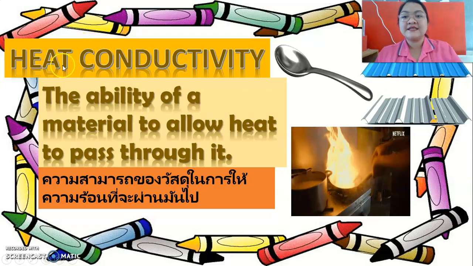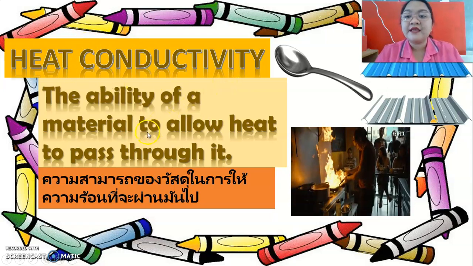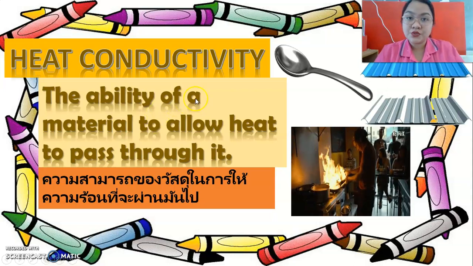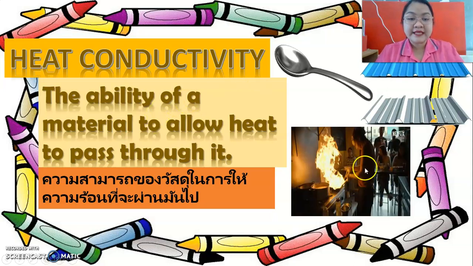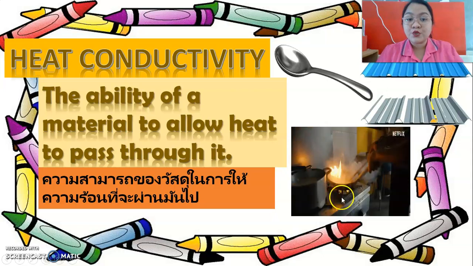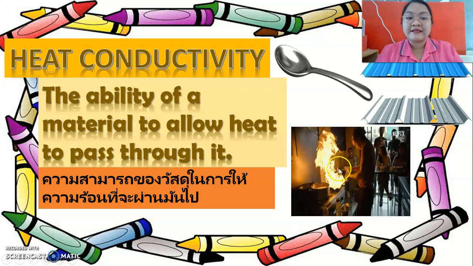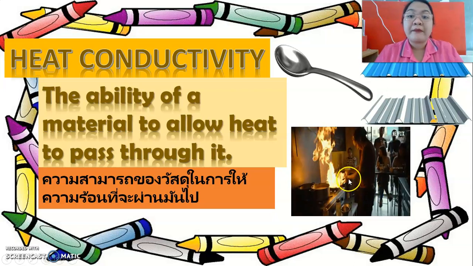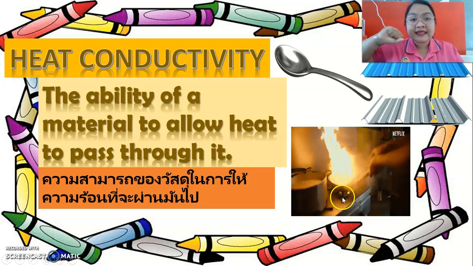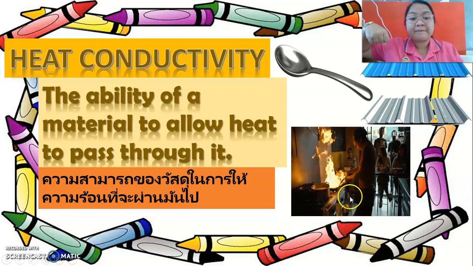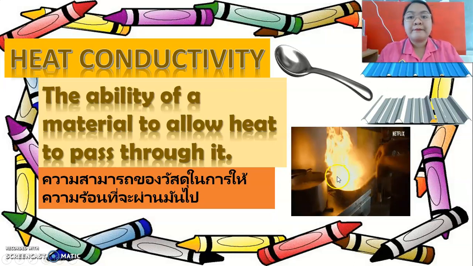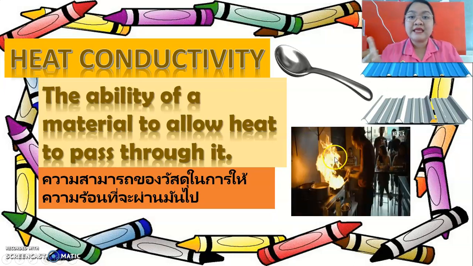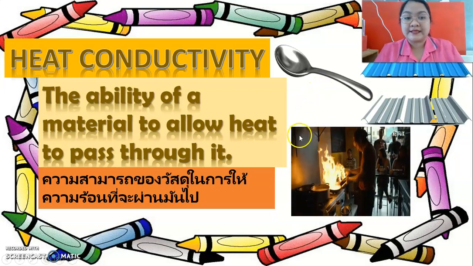Next, heat conductivity is the ability of the material to allow heat to pass through it. So for example, again, when we are cooking, we use metal pan. So the metal pan allows the heat to pass through it, while the handle is made up of wood or plastic. So wood or plastic do not allow heat to pass through it.